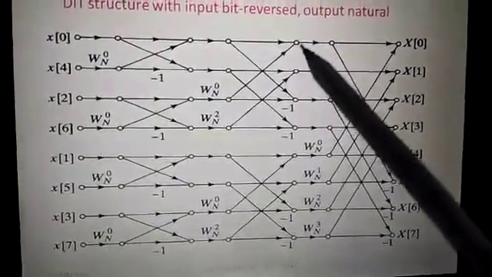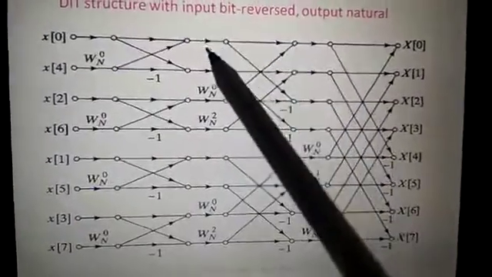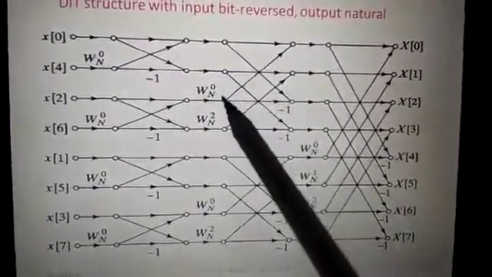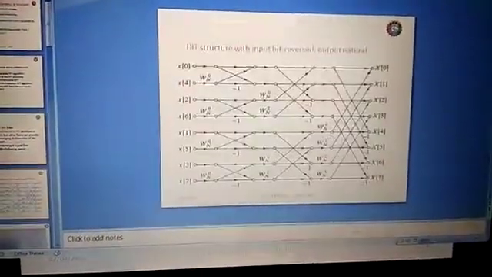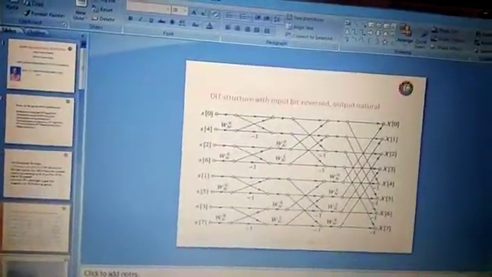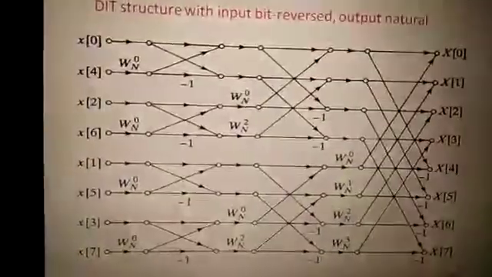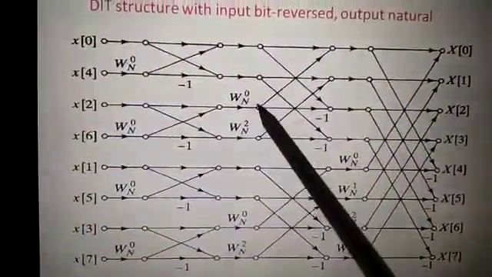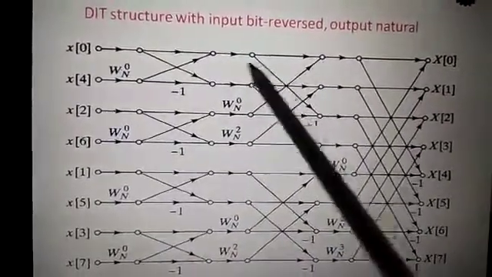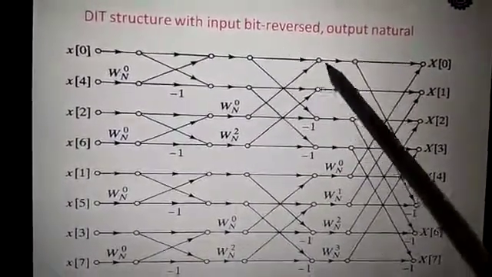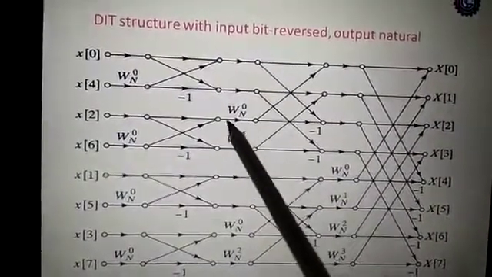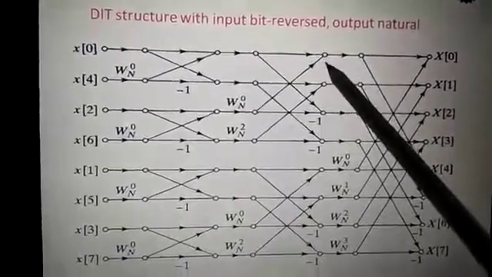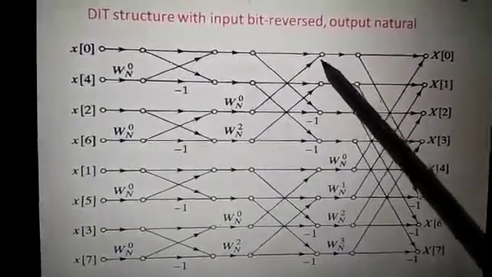Suppose the second stage first output is this one, the output of this stage plus omega n 0 into the output of this stage. So you will get the output here. In numericals we will see this also.